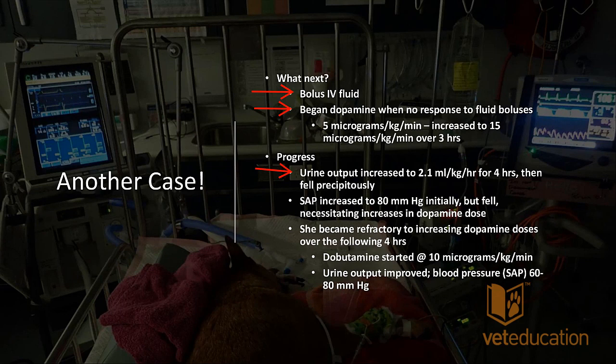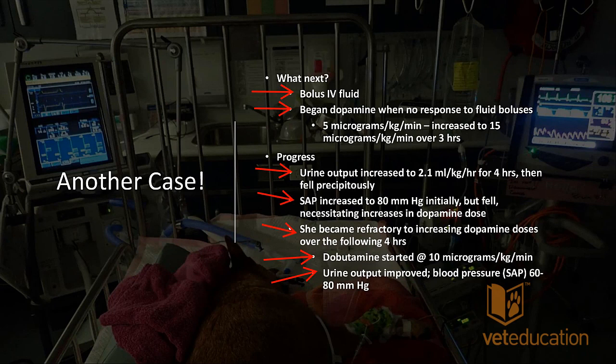It fell precipitously. Systolic arterial pressure increased to 80 millimeters of mercury initially, but fell below that, necessitating an increase in dopamine dose. She became refractory to those increasing dopamine doses, so we started her on dobutamine. The urine output improved a little bit. The blood pressure was still really low at 60 to 80 millimeters of mercury. So you see, we ended up putting this dog on dobutamine anyway.